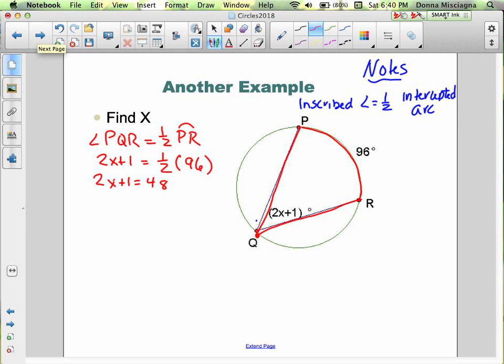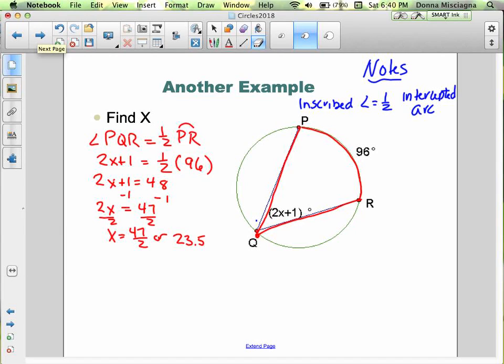Now just solve for x. Use inverse operations. First we're going to subtract the 1, because we want to get the x on one side and the number on the other side. So 2x is equal to 47. And then divide by 2. You can either leave this as x equals 47 halves, that's an exact answer, or, since this is a terminating decimal, you could put it in as 23.5. Actually, sorry, not degrees, just 23.5.